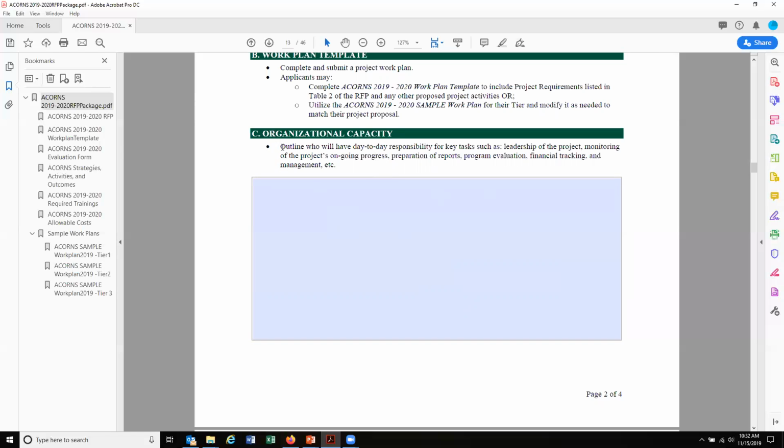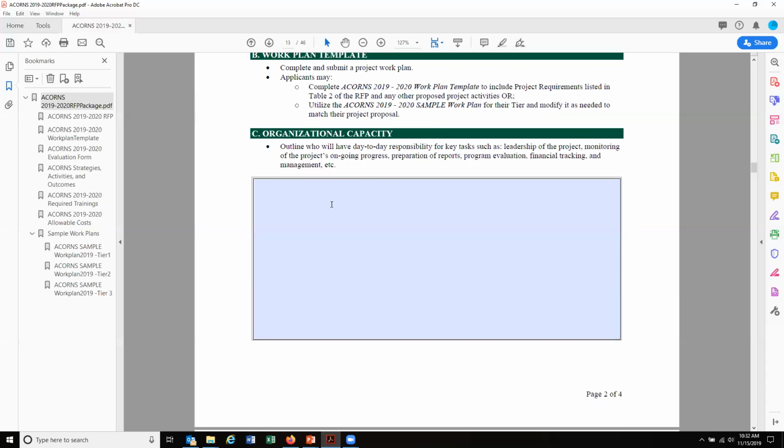So this first question talks about day-to-day responsibility, and that includes the staff that will be completing this. So who will have day-to-day responsibility for key tasks, such as leadership of the project, monitoring of the project's ongoing progress, preparation of reports, program evaluation, financial tracking, and management. So this is the one about talking about your project staff. Who's going to be involved? Who do you have on board? Who is going to be responsible for completing the things that you're proposing?